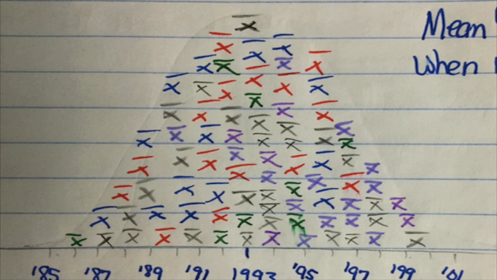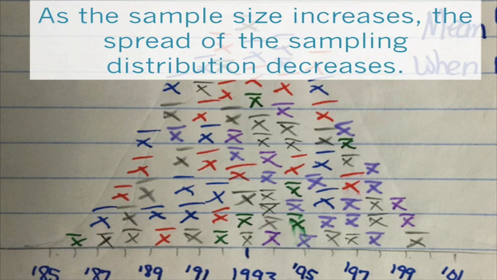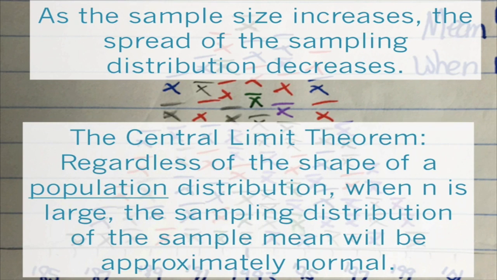Here are the 2 final takeaways. Number 1 is, as the sample size increases, the spread of a sampling distribution decreases. The larger the sample, the more information one gets, the more precise the statistic gets. And number 2, the central limit theorem, which states that regardless of the shape of a population distribution, uniform, skewed left or right or normal, when n is large, which is typically greater than 30, the sampling distribution of the sample mean is approximately normal.